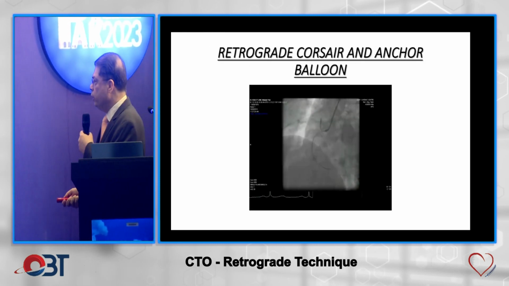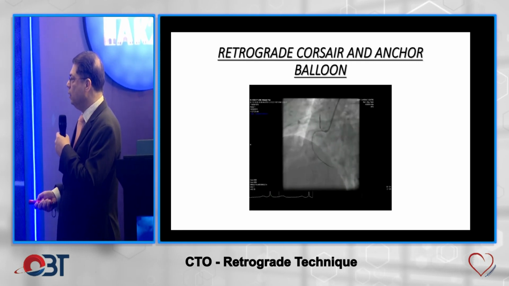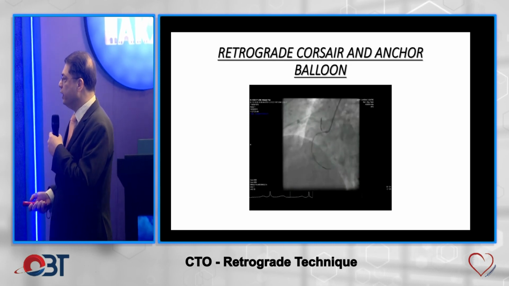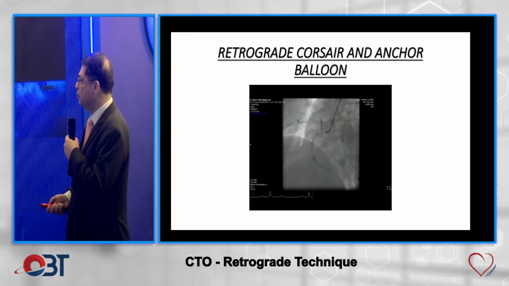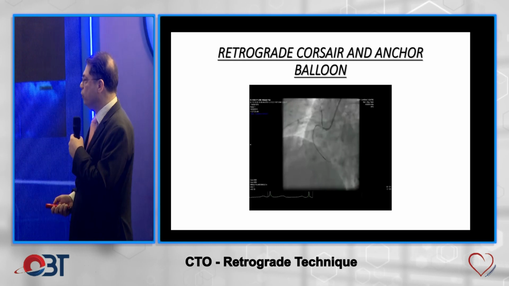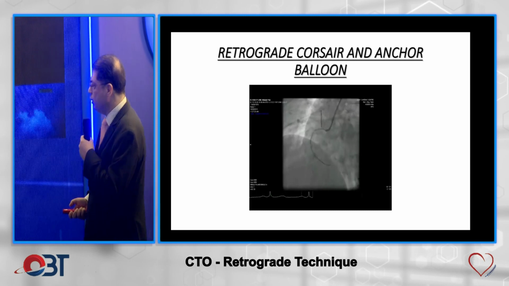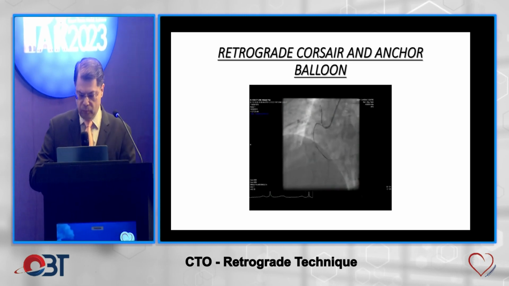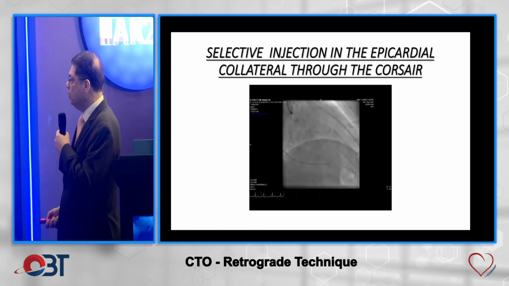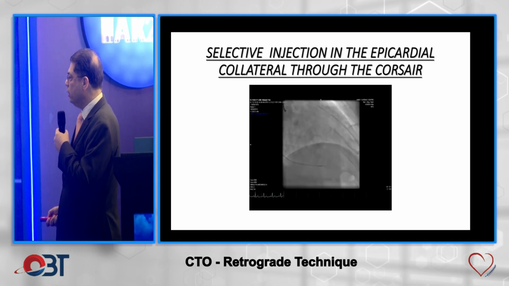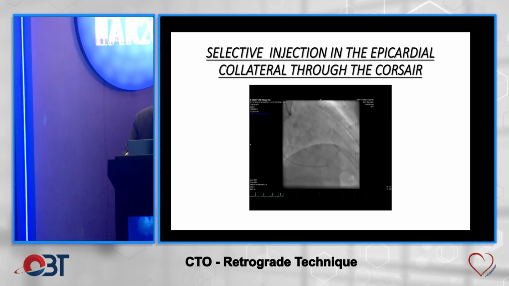So now we have a 7 French Judkins Right guide because we couldn't get an AL to sit in the right coronary artery. For support, we have put a wire in the conus branch, and there is a balloon inflated there which is giving us support. So we have a Corsair microcatheter with a workhorse wire. Now the Corsair has advanced into the epicardial collateral, and we are taking a tip injection to see the course of the epicardial collateral.